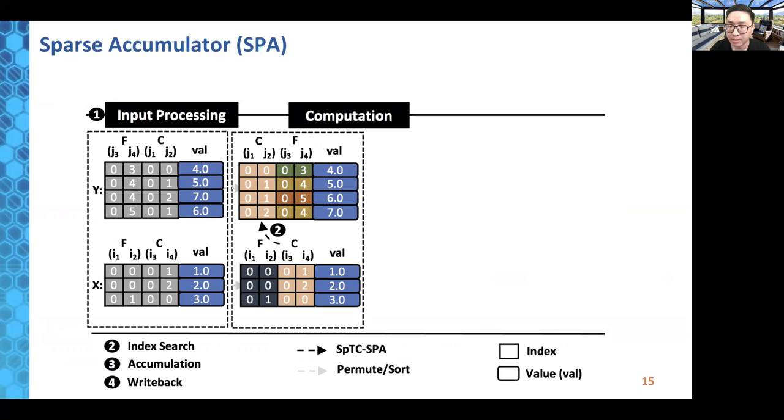The first stage is input processing, in which the inputs X and Y are permuted or sorted. The purpose of the input processing stage is to address the challenges of irregular memory access. The design performs permutation and sorting on input tensors before the computation. So the design significantly improves the temporal locality of non-zeros in the first input tensor and the spatial locality of the non-zeros in the second input tensor. The second stage is index search, which searches the corresponding contraction mode indices in the second tensor based on the contraction mode indices in the first tensor.